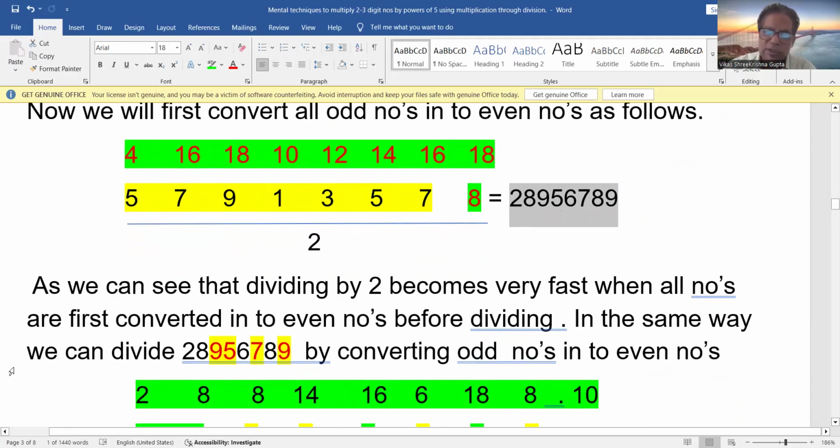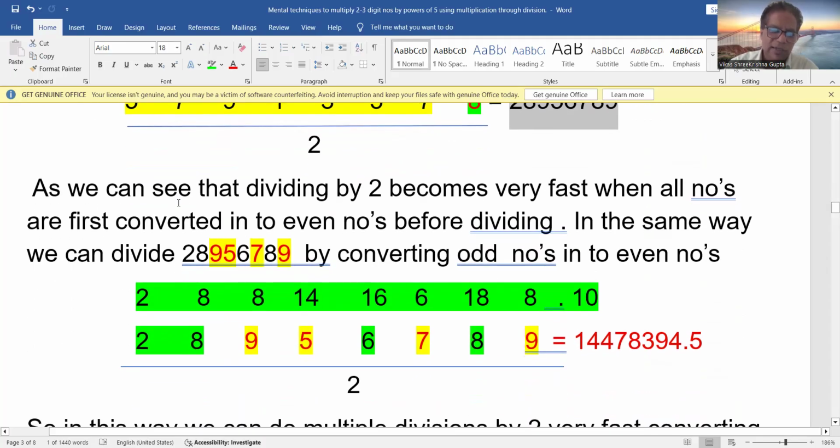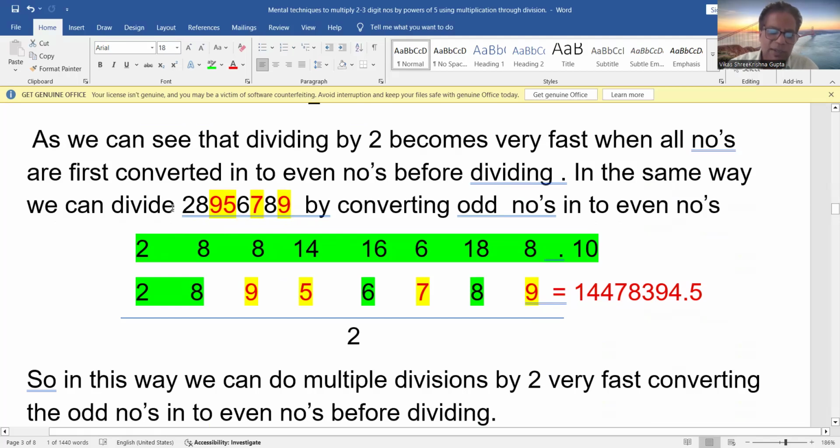Otherwise, if you divide by the school way, the traditional way, what will you do? You will divide 5 by 2, we get 1 carry, and it becomes 17. Again you divide 17, because every time you take a carry forward for the decimal part. Here, what I have done is first converted all the odd numbers into even numbers, so no carry is required, nothing is required, just simple division. Right? And in the same way, I'm showing the next example here.